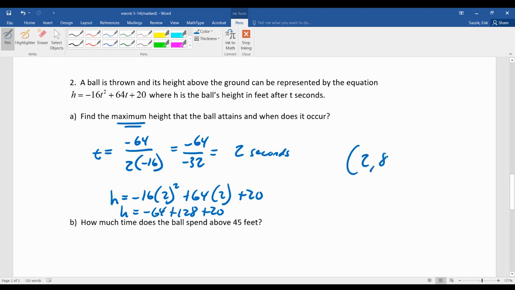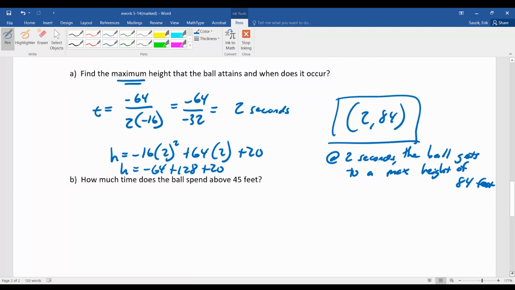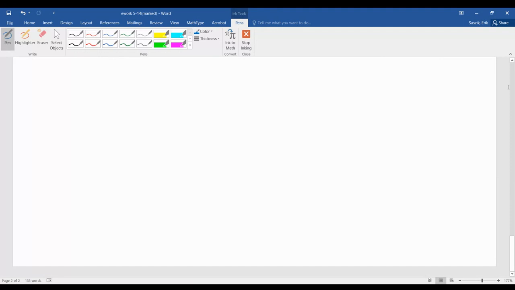So we have a vertex of 2, 84, and that means at 2 seconds, the ball gets to a maximum height of 84 feet. All right. Very similar to what we did in the previous problem.